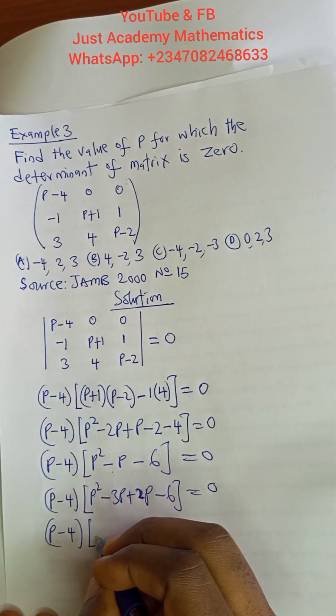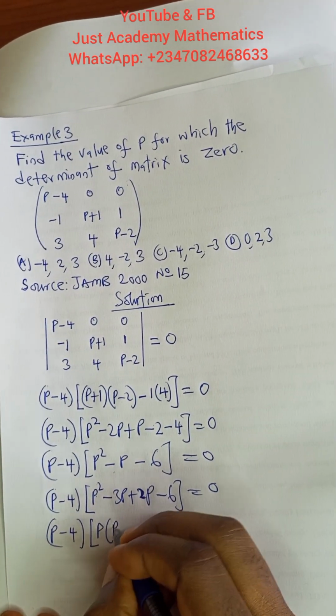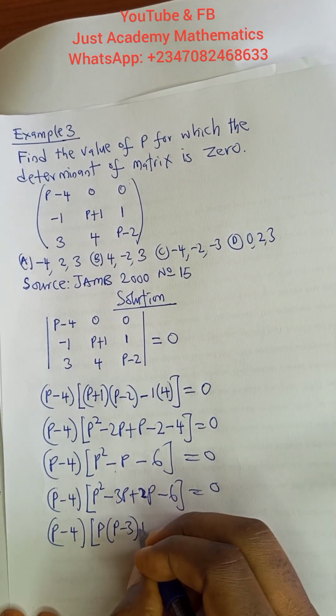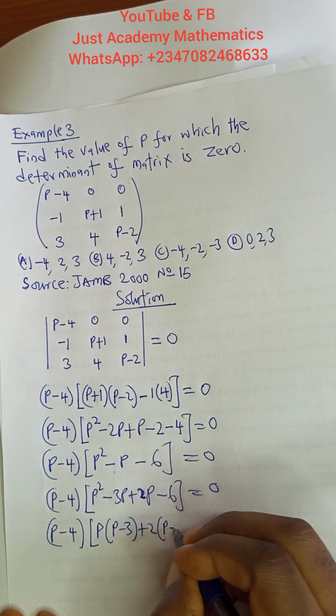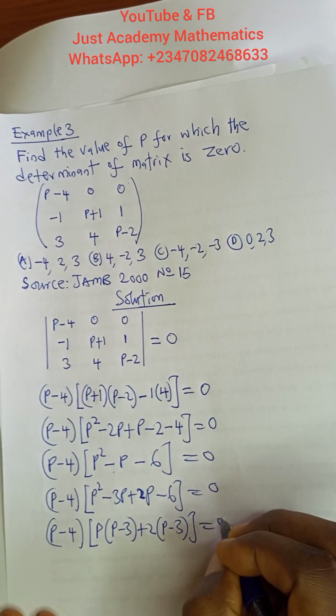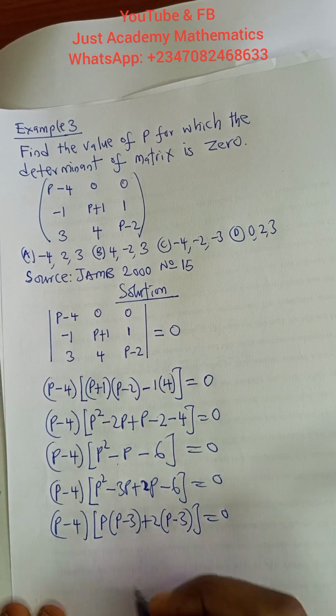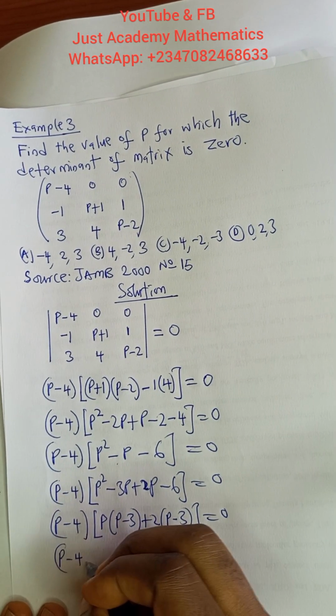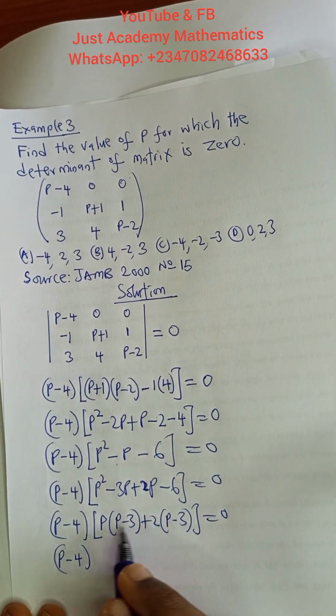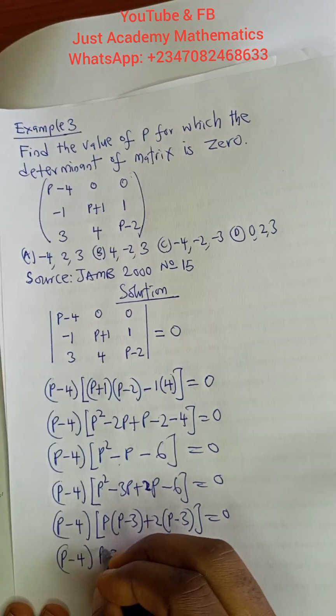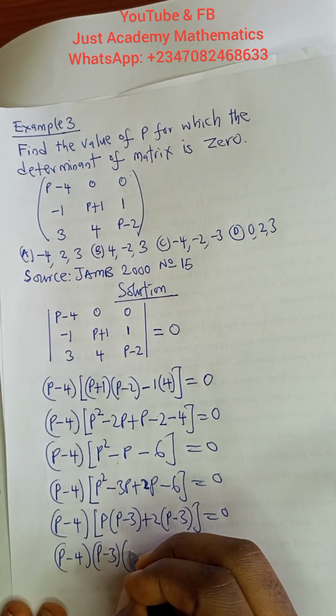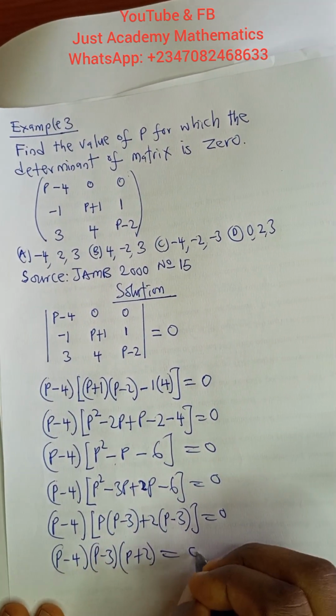The first pair here, what is common? P is outside, what will remain? P minus 3. 2 is outside, what will remain? P minus 3. Of course, equals to 0. Then what this means is that P minus 4 brackets, if you take the common bracket here, which is P minus 3, out, what will remain? It will remain P plus 2 equals to 0.